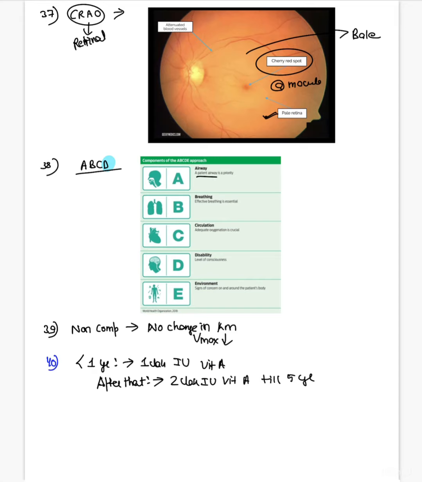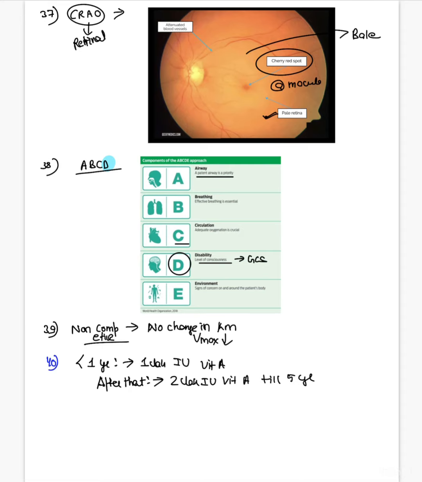So ABCD: A means airway, B means breathing, C means circulation, D means disability, like checking the level of consciousness, that is done by Glasgow coma scale, and E means environment. Okay, safety, surrounding safety. Then they ask you non-competitive inhibition, guys.